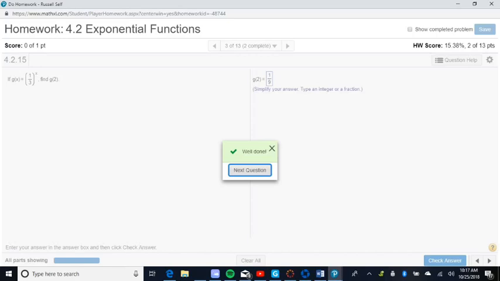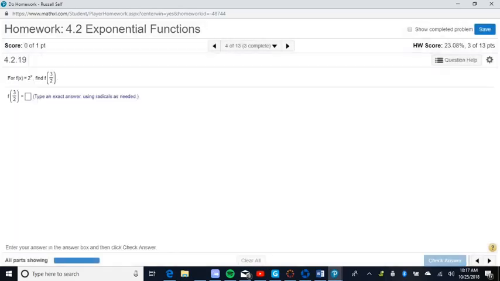There you go. Okay. To the next one. All right. This time we have a fraction as an exponent. So remember, a fraction as an exponent really means that you have a radical, a root. Okay.